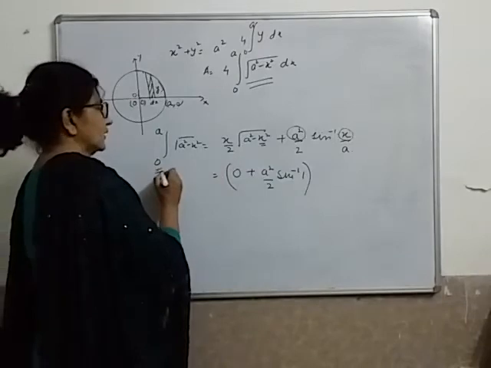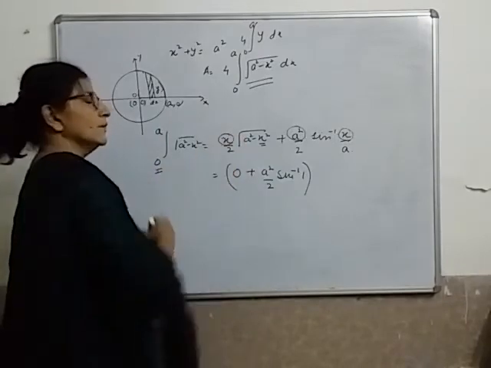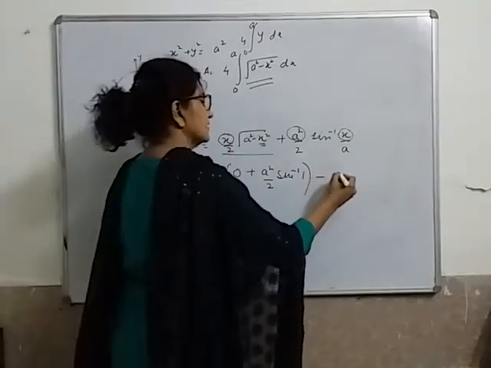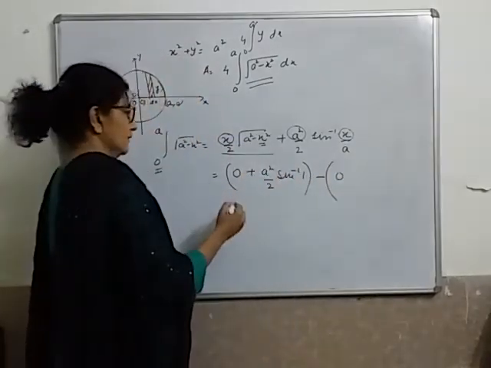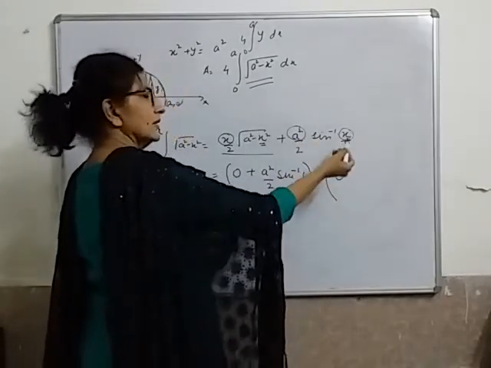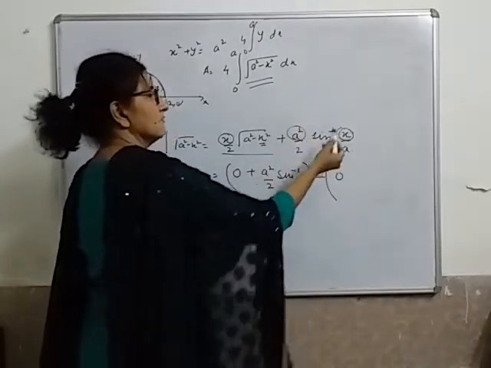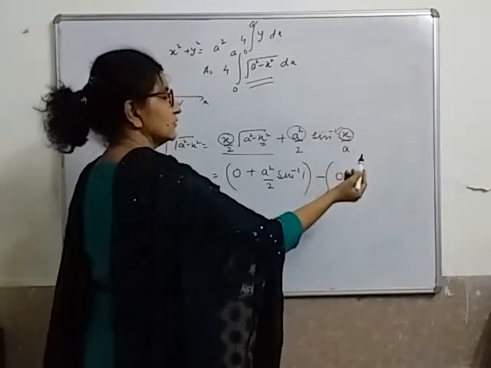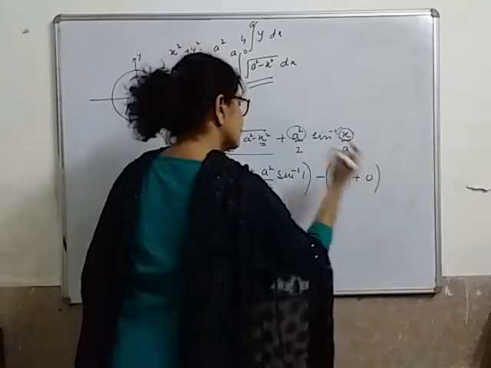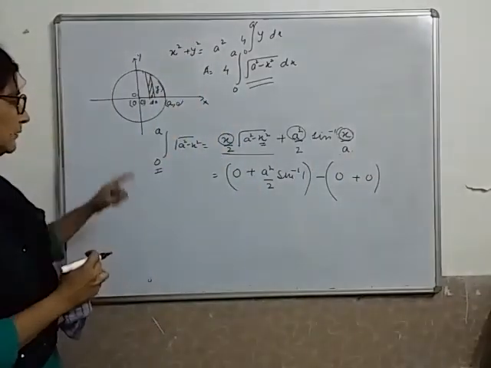Now when I come to the lower limit, this will make it 0. This whole thing will become 0 because of it, 0 into something minus 0. When I put 0 here, I did not even think about it, I only put it here. When I put 0 here, sine inverse 0 is 0 only. So this will also become 0. Please try to understand, I explain one more time.